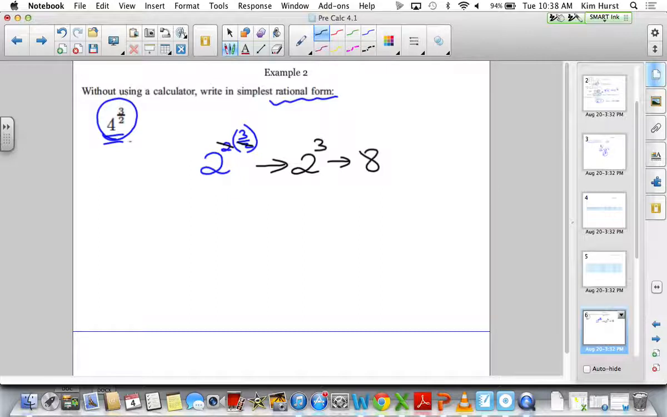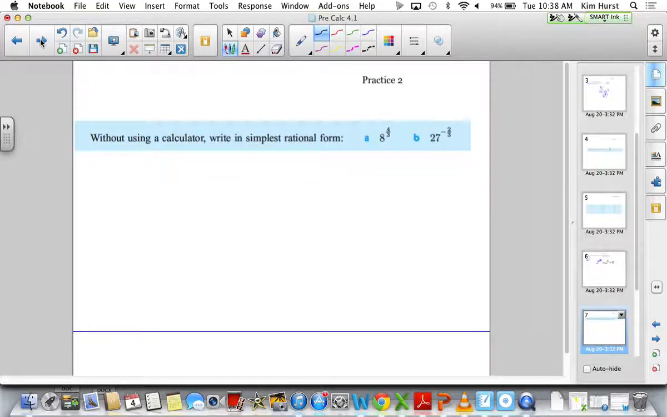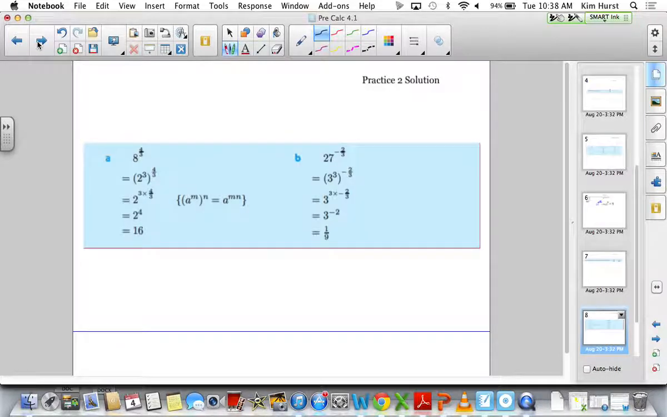So here is your practice problem, okay? Remember, change the base to something simpler, and you'll find your problem much easier. Here's your answers.